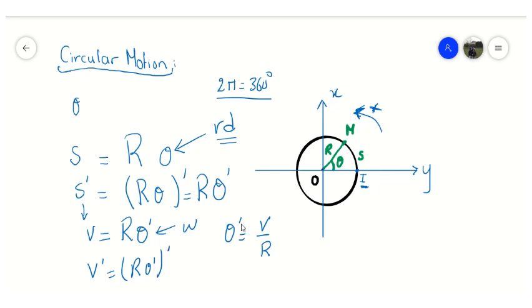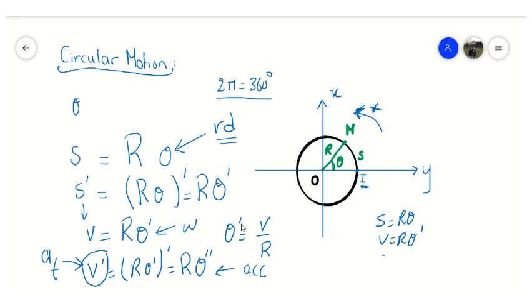Now if we derive V with respect to time, we obtain V prime equals R theta double prime, since R is constant. This theta double prime is called the angular acceleration. But we all know that V prime, the derivative of the speed with respect to time, is the tangential acceleration. So we get that S equals R theta, V equals R theta prime, and AT equals R theta double prime.